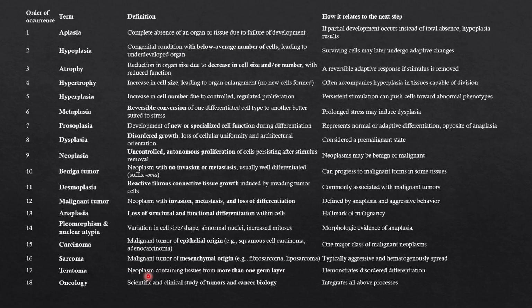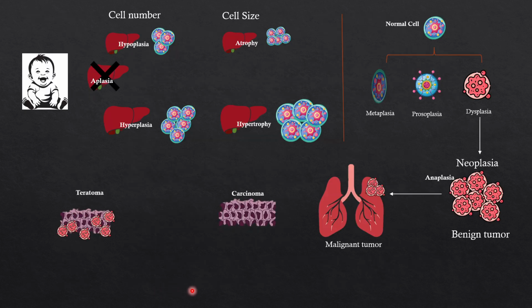Teratoma is a neoplasm which contains tissue from more than one germ layer and demonstrates disordered differentiation. Then comes oncology, which is basically the integration of all these processes, and it is the scientific and clinical study of tumors and cancer biology.